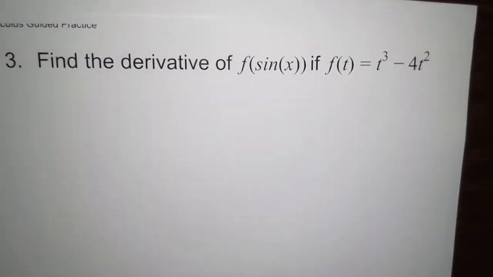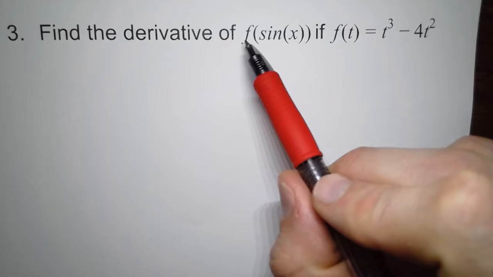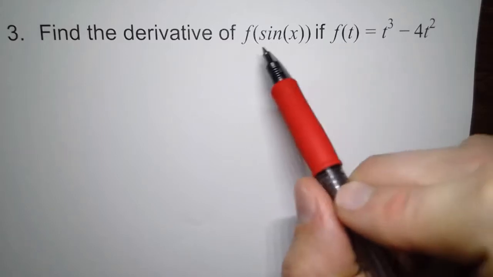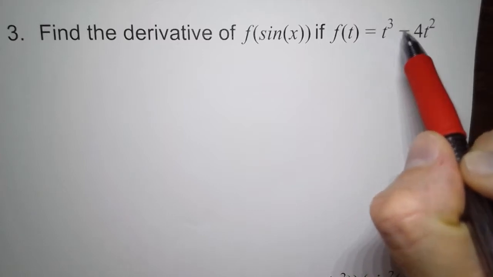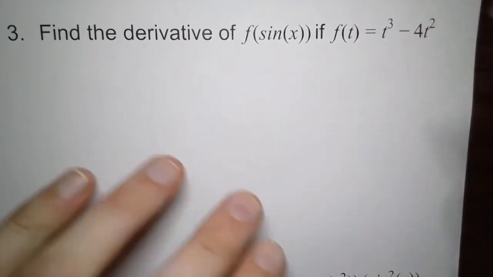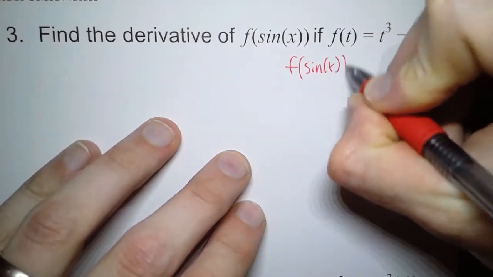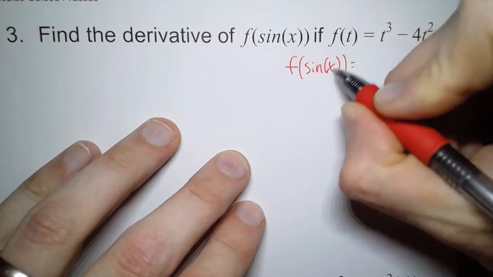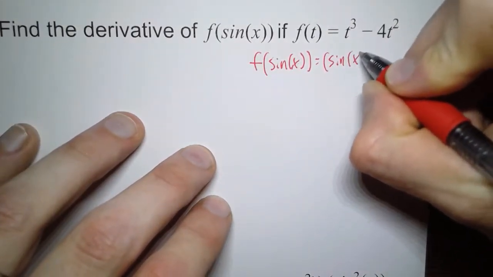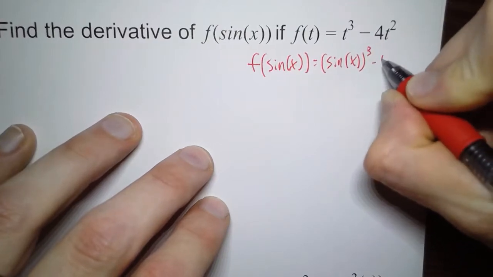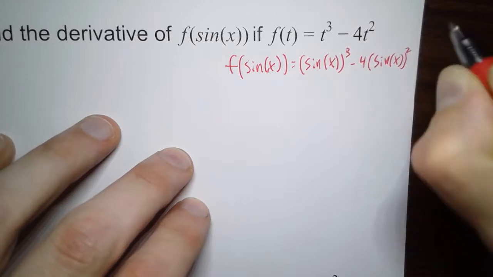Now, number 3 is phrased in a rather weird kind of way. We want to find the derivative of f of sine of x. Now we're not given f of sine of x, we're given f of t, and that is t cubed minus 4t squared. Well, we can write out what is f of sine of x, because all that requires is that we substitute sine of x in place of t. So we substitute sine of x, and that's cubed, minus 4 sine of x squared.